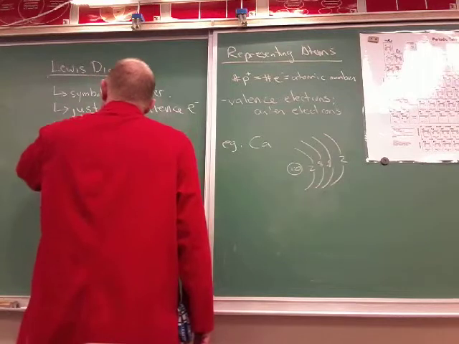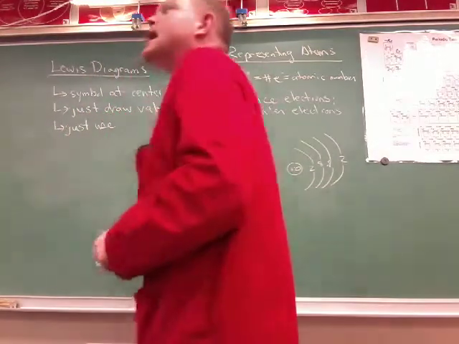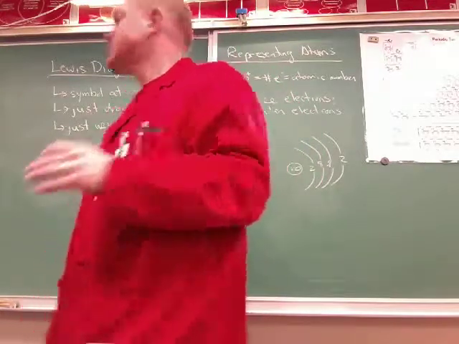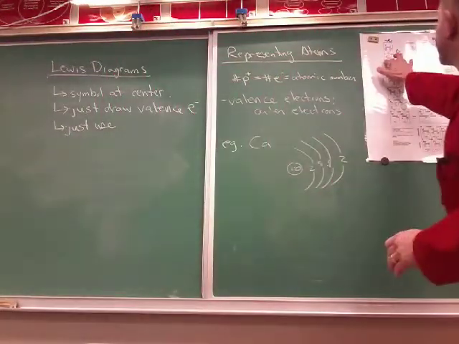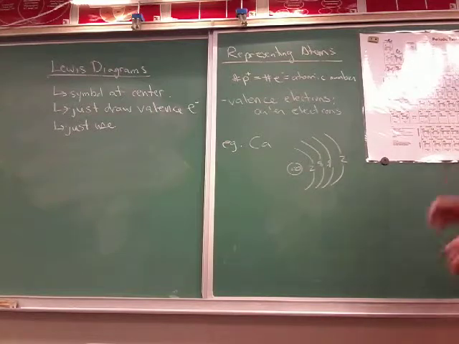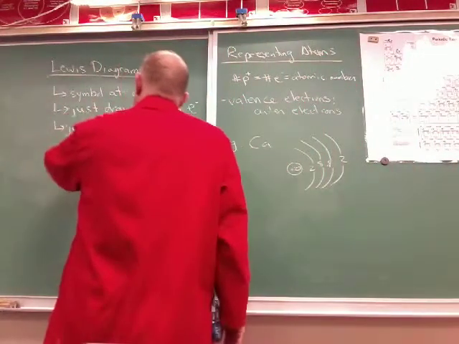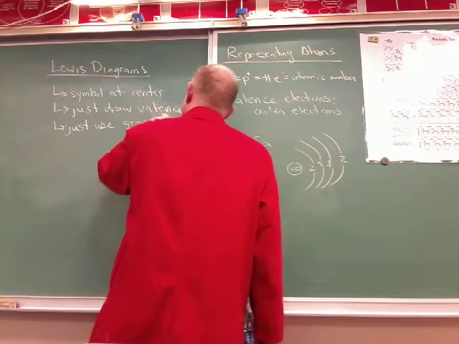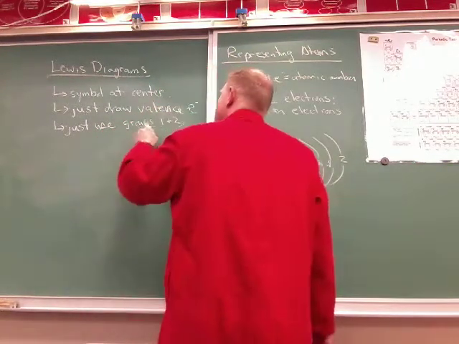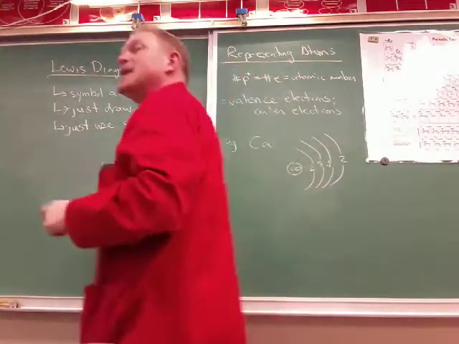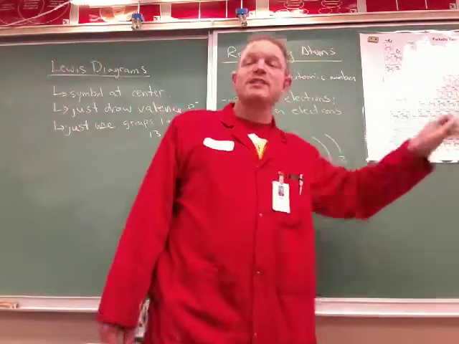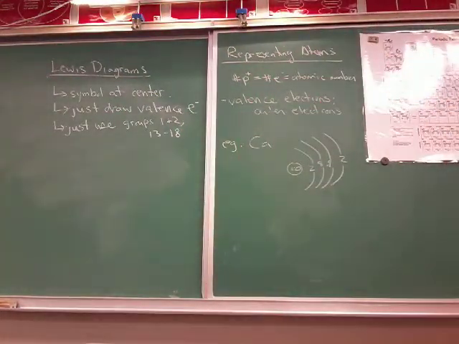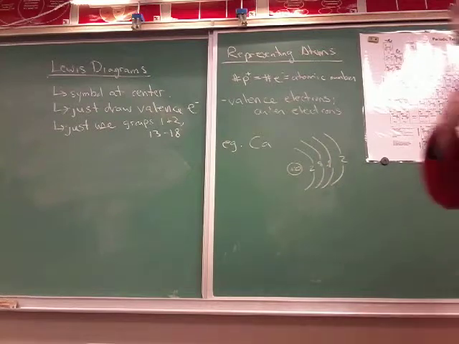We just use, and here's a term that I didn't teach you guys, the representative elements. In other words, we only use this for groups 1 and 2, and then 13 to 18. Again, for the same reason that the transition metals are complicated. So we only use it for 1 and 2, and then 13 to 18. Okay?